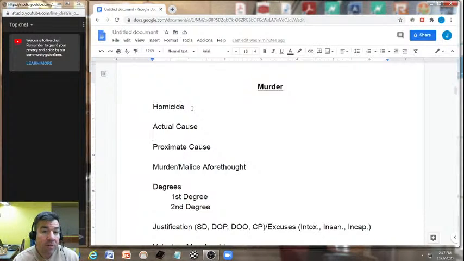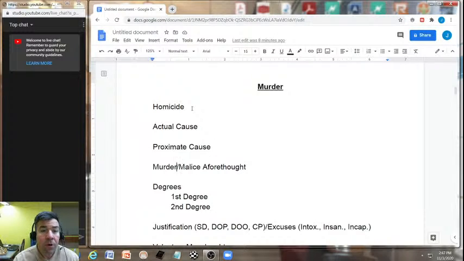Proximate cause. Proximate cause is established by foreseeability and looking at the intervening events. Foreseeability is whether or not it was reasonably foreseeable that the conduct taken by the defendant would cause death to the victim.